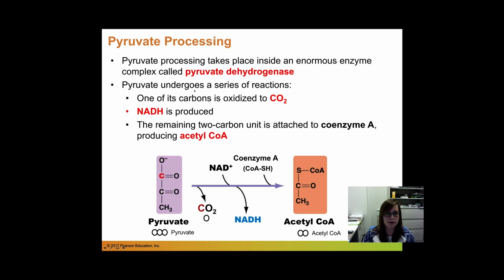Okay, so pyruvate undergoes a series of reactions. One of its carbons is oxidized to CO2, so here we're releasing one of the carbons. CO2, we have a carbon coming off. NADH is produced, so with every oxidation reaction comes a reduction reaction. And the remaining 2 carbons are attached to the coenzyme A molecule, producing acetyl-CoA.